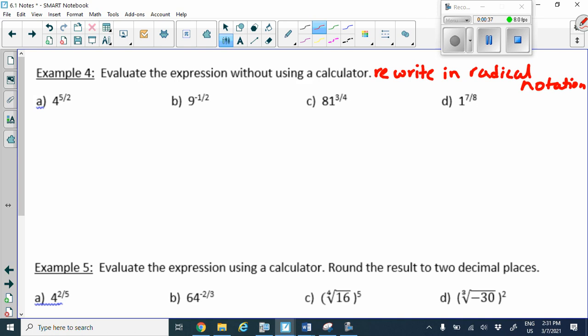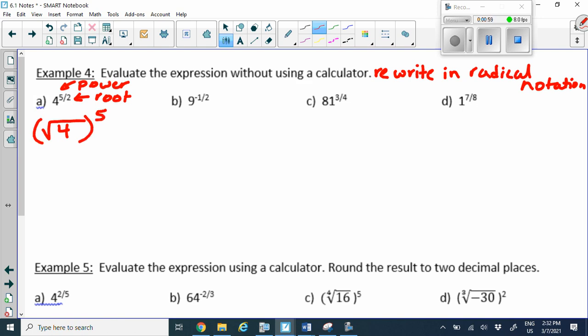Okay, let's try the first one. We have 4 to the 5 halves. So remember, our base here is going to be 4, 5 is the power, and 2 is going to be our root. So remember, if you see a 2, that means square root. So we have square root of 4, and we're going to take that to the 5th power.